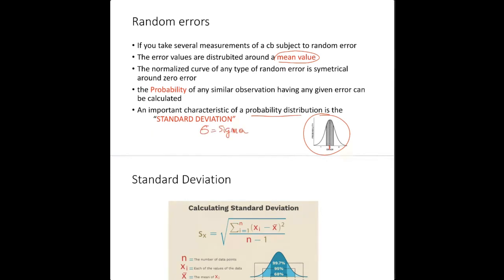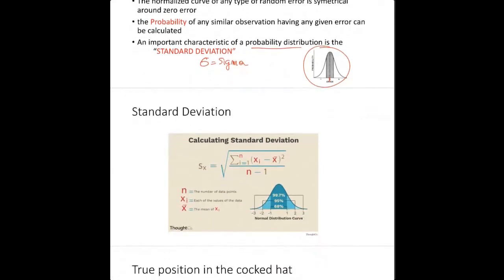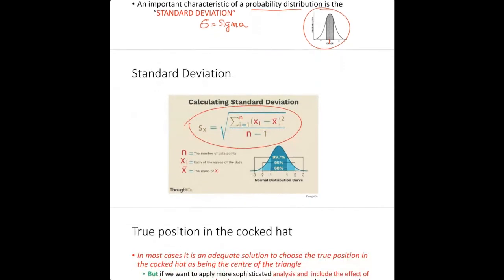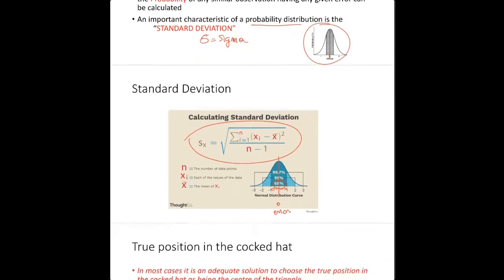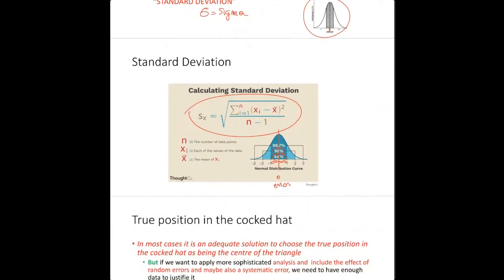An important characteristic of a probability distribution here is the standard deviation, which is also called sigma. Okay. This is what you see here, the standard deviation, and it can be calculated by this formula. When you have centered around the zero error value of your curve, one time the standard deviation on one side, and one time the standard deviation on the other side, you have 86% probability of your error being within this area. Okay. If you take 2 times the standard deviation, this will give you 95%.